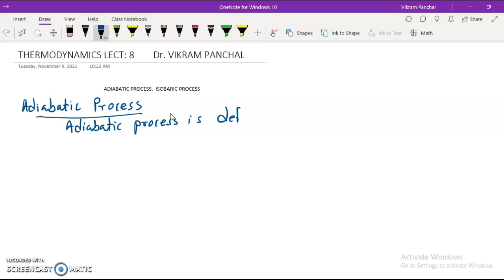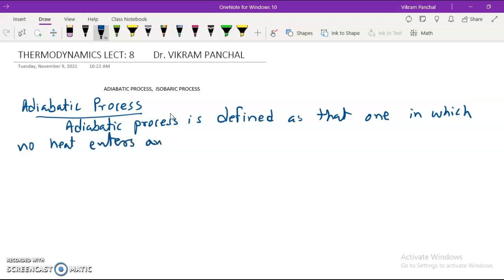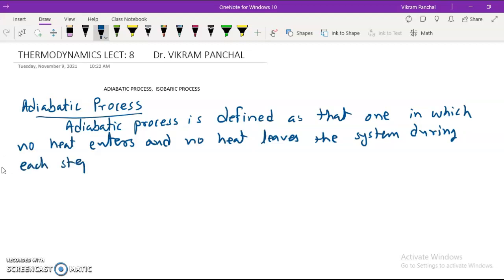is defined as that one in which no heat enters and no heat leaves the system during each step of a change in a state of system.